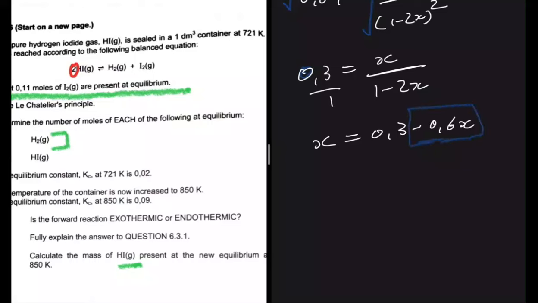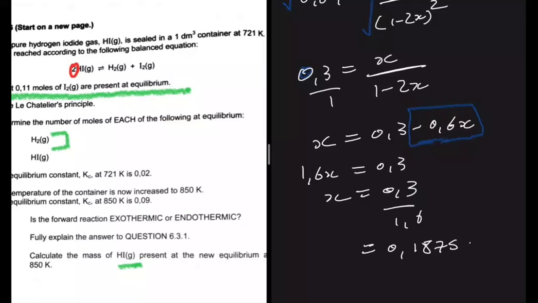Right, so you can see that we can take this term to the left hand side. If we do that, we get 1.6x equals 0.3. So x equals 0.3 divided by 1.6. What is 0.3 divided by 1.6? I'm getting 0.1875 moles. So the value of x is 0.1875 moles.